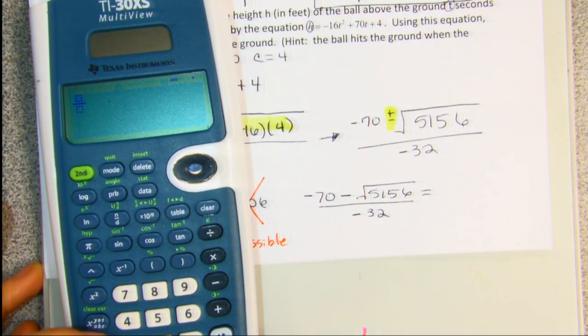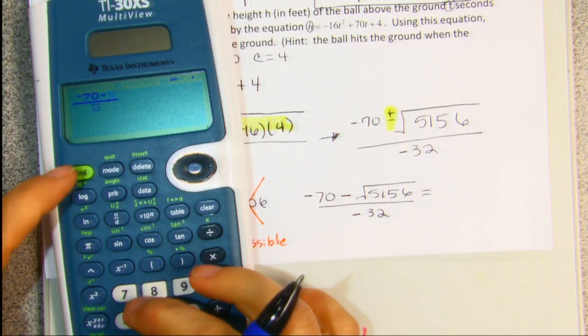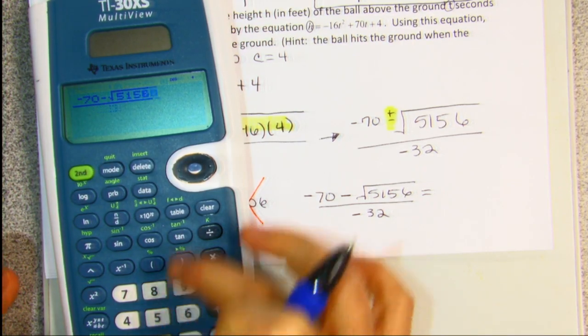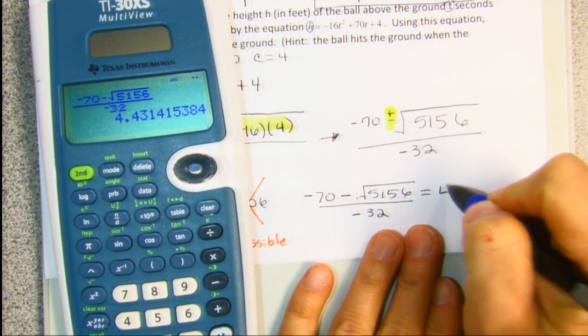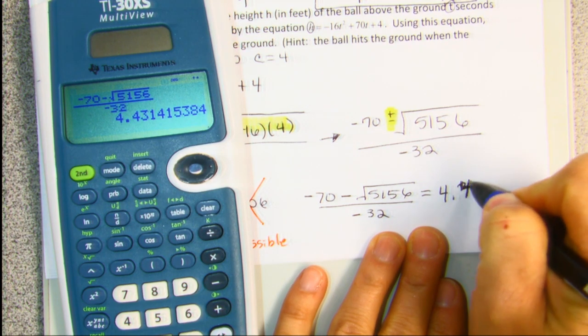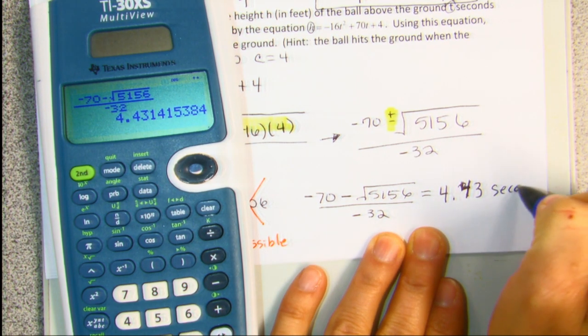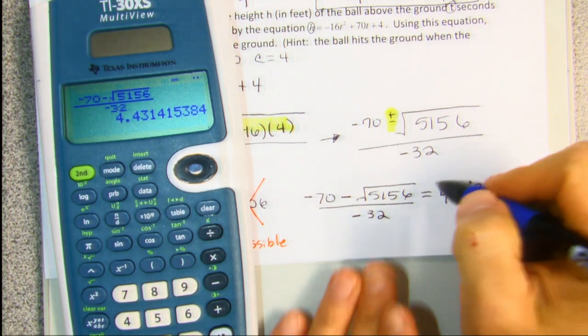So I have a fraction bar, negative 70, minus the square root of 5156 over negative 32 is maybe 4.43 seconds. That's reasonable, right? So we could say, well, that would be our answer.